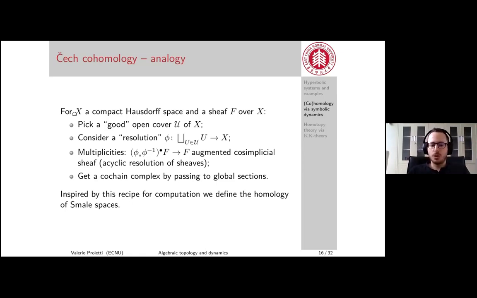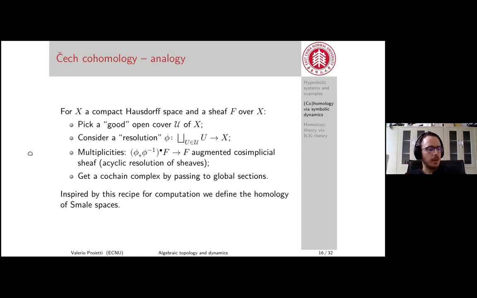And at the level of sheaves, what we are doing here really is we take the functor of the sheaf. These are adjoint to each other and they form a monad. So in particular, this phi star phi inverse F inherits a cosimplicial structure augmented over F, which is our original sheaf. When we pass from a cosimplicial structure to a chain complex, we get an acyclic resolution of sheaves. And it is acyclic because the open cover we picked was good. In particular, the intersections of all these opens are contractible spaces. And so we got a cochain complex by applying some functor, which in the case of sheaf cohomology is the global section functor.